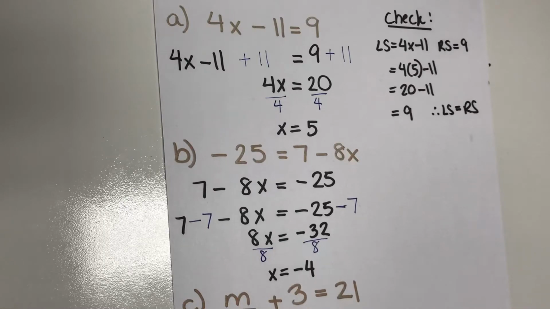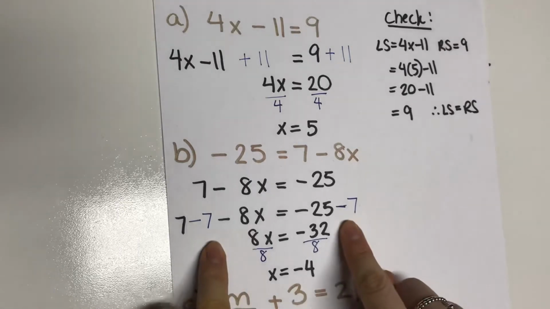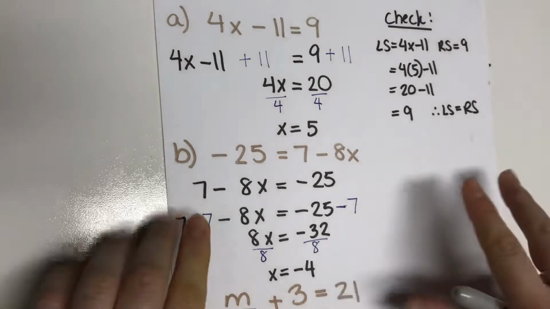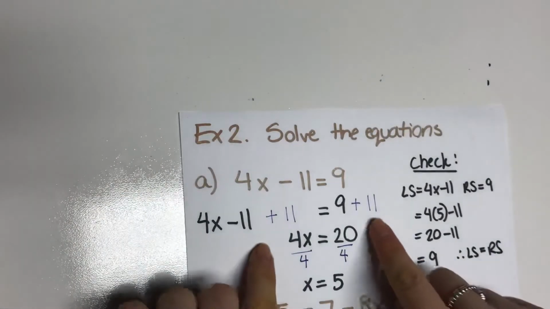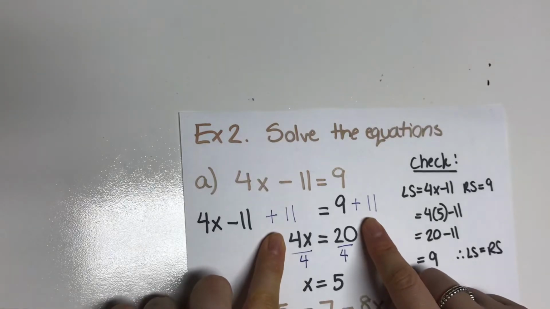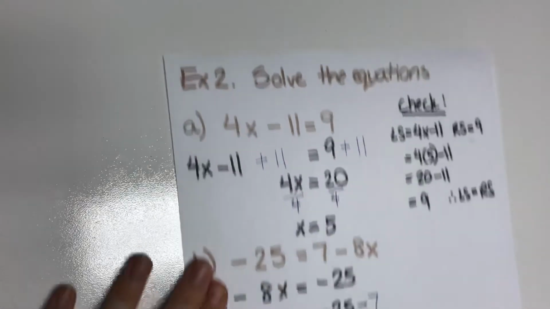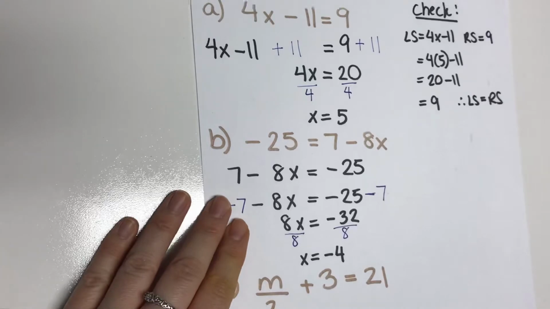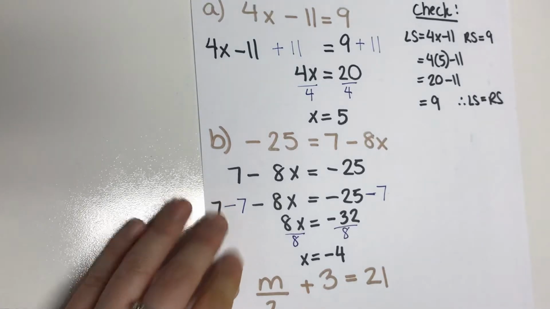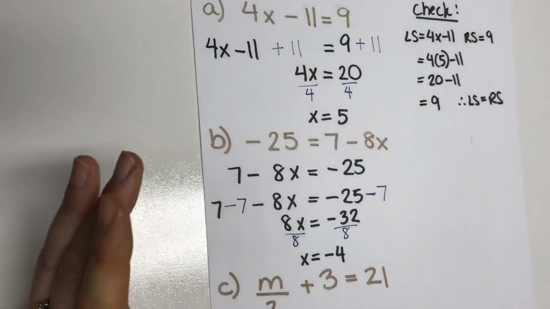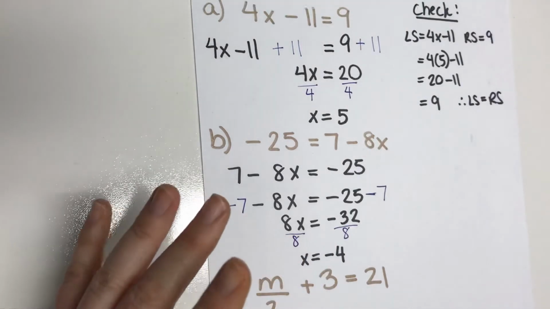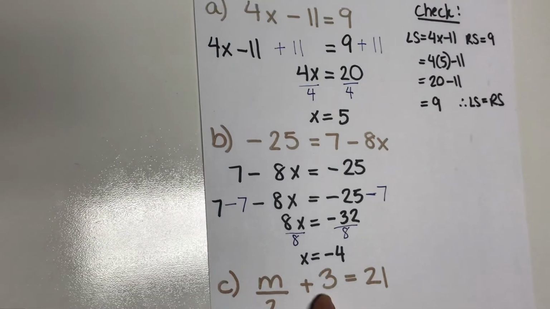C. Typically, when you first start, it's a good habit to write out plus 11, minus 7 on both sides. But as you get going, you'll notice that each time we add or subtract the same number to both sides, the side that it was originally on, it'll end up canceling out and be 0.